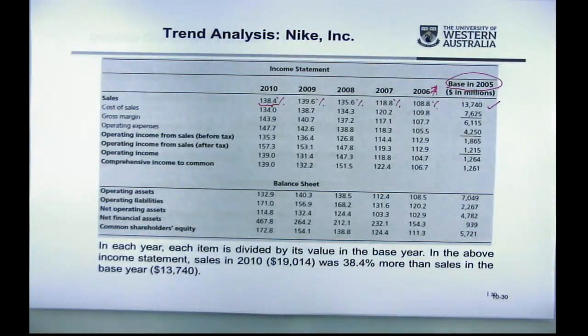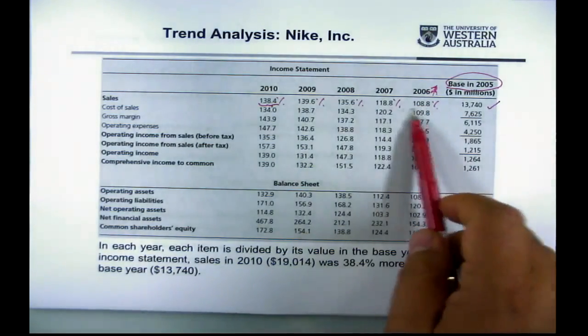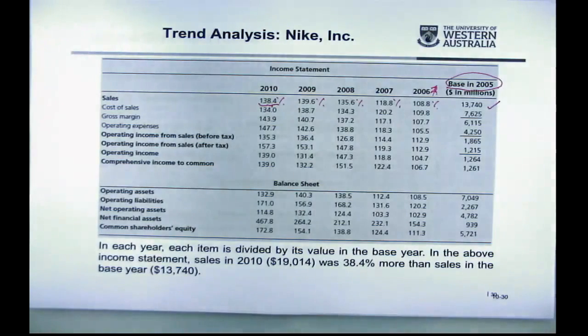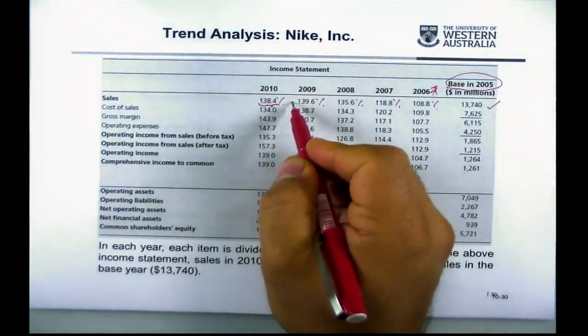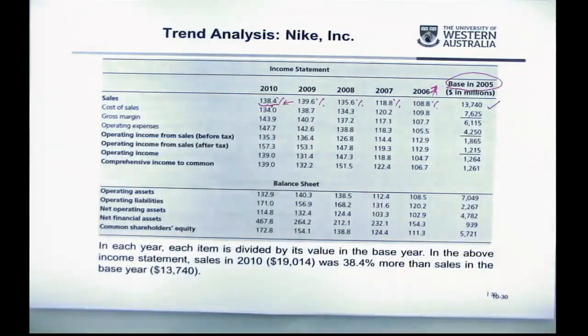Okay? So look at the trend here. There is an upward trend, continuous increase in the sales relative to the base year. There is only a little minor decrease from here to here. Not a very sharp decrease. Little decrease.